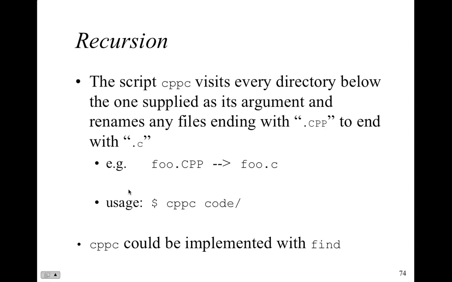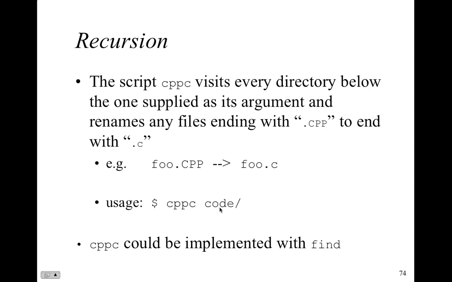Recursion is also supported in the shell script environment. So the script here is C++ C that visits every directory below one supplied by its argument. So it starts at a starting directory and renames all the files ending with C++ to .c. That would be handy. Just start with the root drive and change every single file on your hard drive from C++ to C. Here's the usage of it. Foo C++ to foo C is an example of what's going to happen. The usage is C++, starting at the directory code.